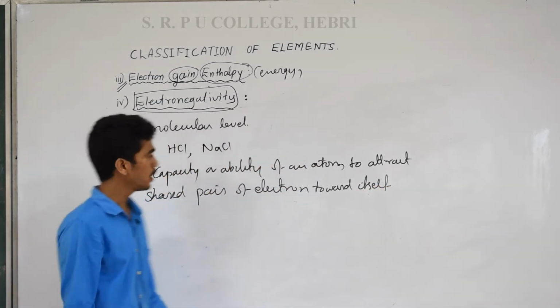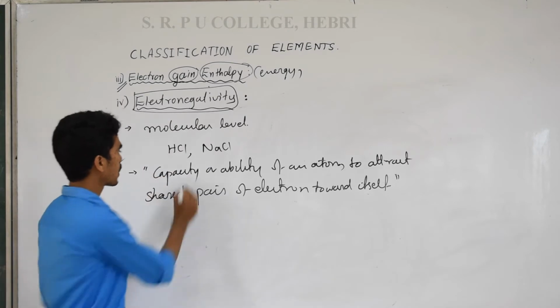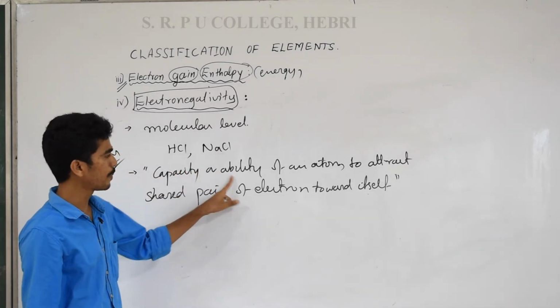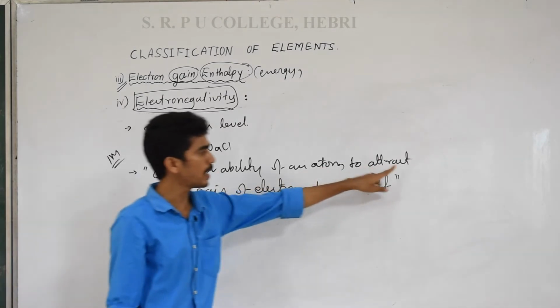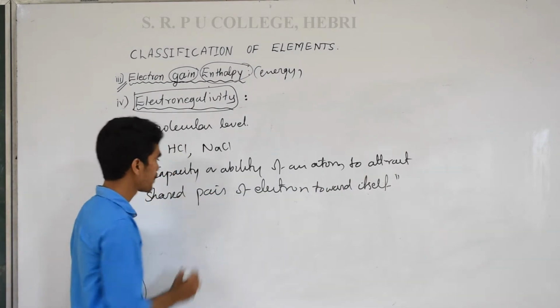Okay, so here is the exact definition. What is that? Capacity of an element or ability of an atom to attract the shared pair of electrons towards itself, so one atom is present.